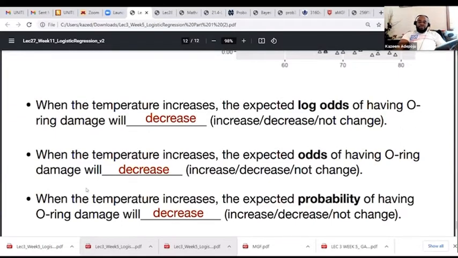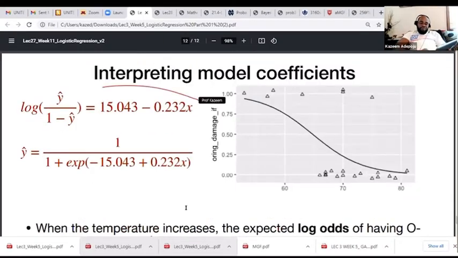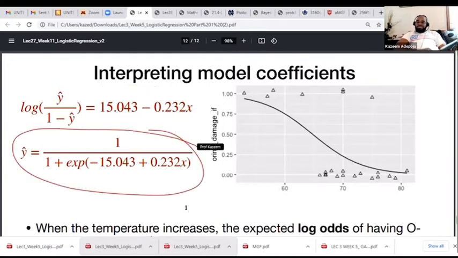Okay. And you know what? The same decrease, they're always going to be in the same direction. If I also want to interpret the probability form of the model, it's still going to be the same.